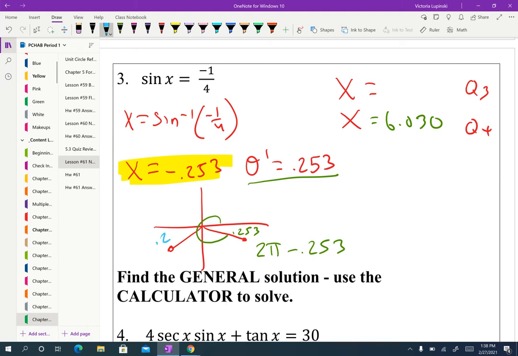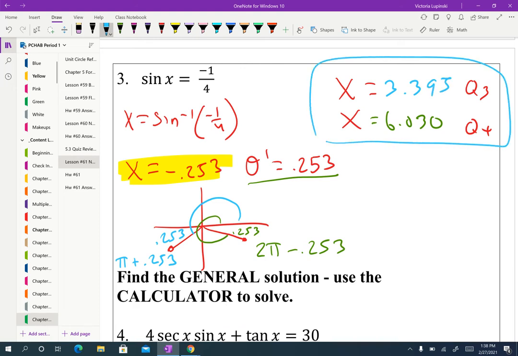Then I have to do a similar exercise here in quadrant 3. So in quadrant 3, again, it has the same reference angle. In order to find this blue angle, I would have to do pi plus 0.253, and that would give me my answer in the third quadrant, which would be 3.395. Again, only 2 answers because there's only 2 quadrants where y values are negative, and I'm only going once around the circle.